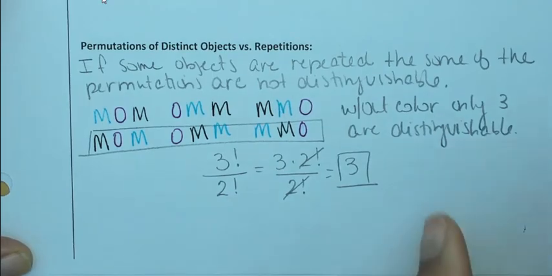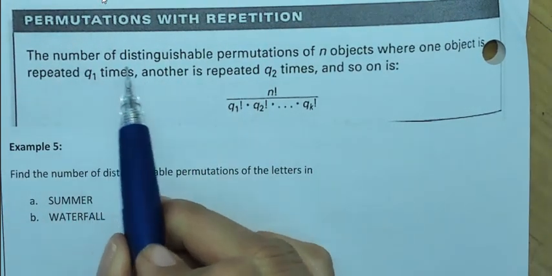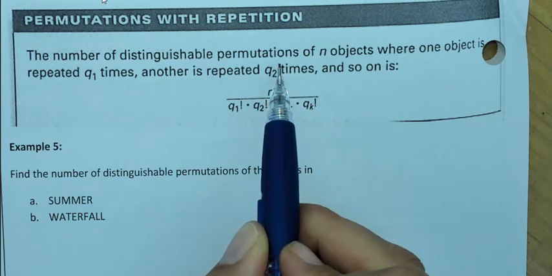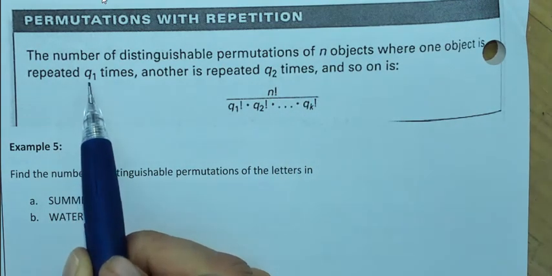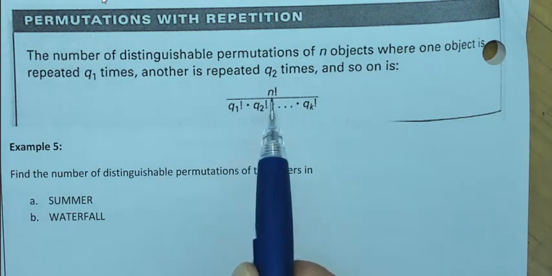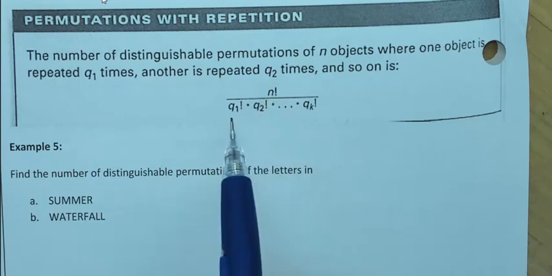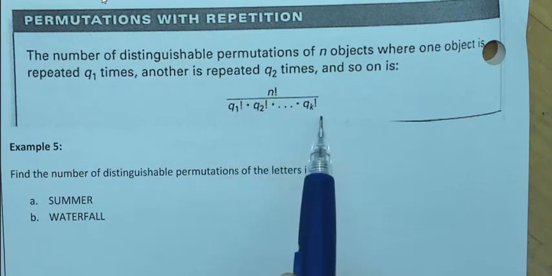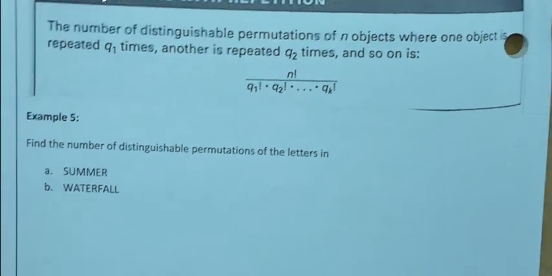So that takes us to the next page where there's an actual formula for that. There's a way of doing that. So you can find the number of distinguishable permutations of n objects where an object is repeated Q1 times and another is repeated Q2 times and so on by basically taking that number of objects, factorial, and then dividing out those things that are being repeated. So let's do that in our last example here.